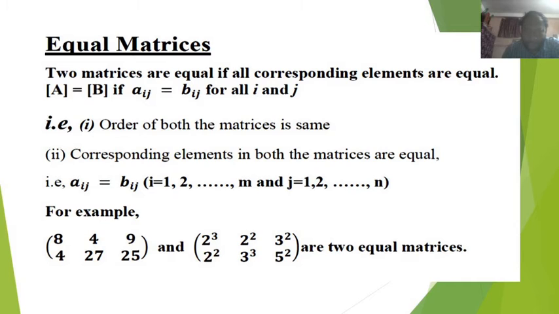For example, consider the two matrices [8, 4; 9, 4; 27, 25] and [2 cube, 2 square; 3 square, 2 square; 3 cube, 5 square]. They are two equal matrices. Again, if two matrices are equal, then their corresponding elements are also equal.